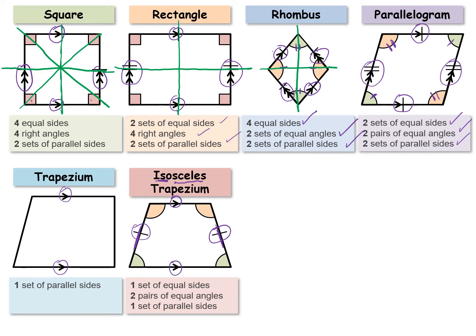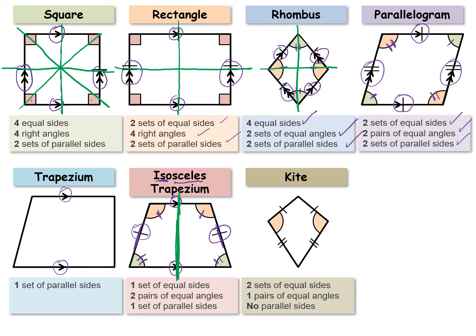What that creates is a line of symmetry from top to bottom, like so, down the middle. And that will mean that this angle here is the same as this angle here. And this bottom angle is the same as this bottom angle. So the bottom angles are equal, the top angles are equal.